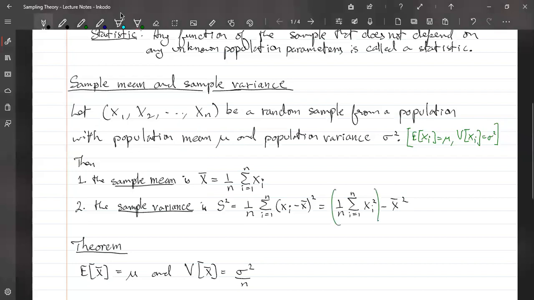Okay. So these two are equal. You can easily prove that these two are equal, just like we prove the shortcut formula for the variance in the probability distribution. In the same way, these two are equal. So either of these can be taken as definition.